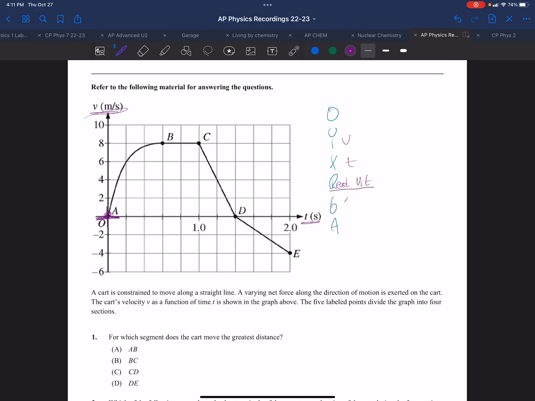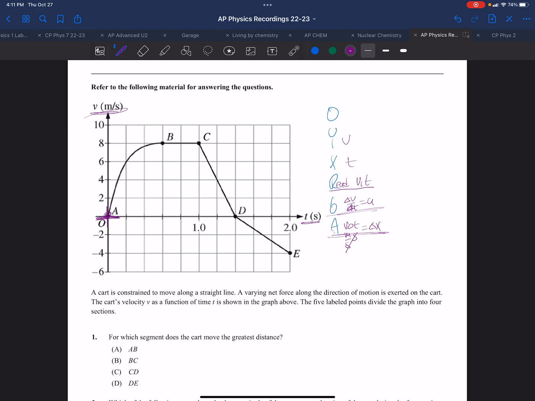The slope or the gradient is delta V over delta T, which is the acceleration. And the area is V delta T, which has units of meters per second times seconds, which is meters, or delta X, the displacement. So if the question is asking about displacement, it'll be area. If it's about acceleration, it'll be the slope.